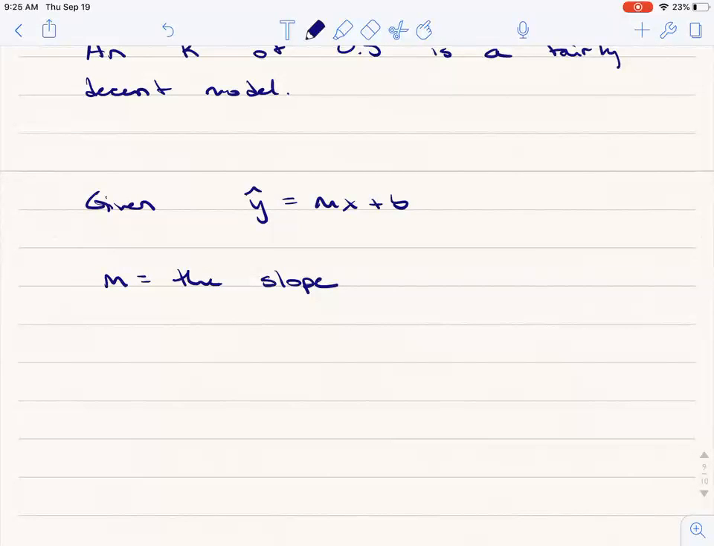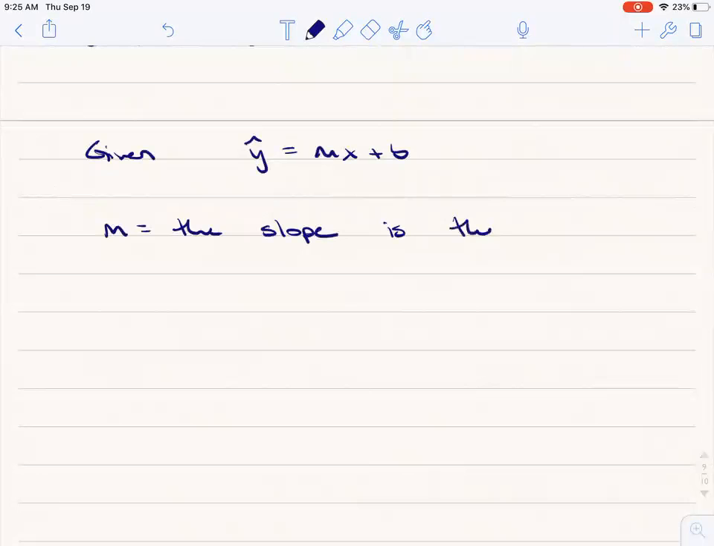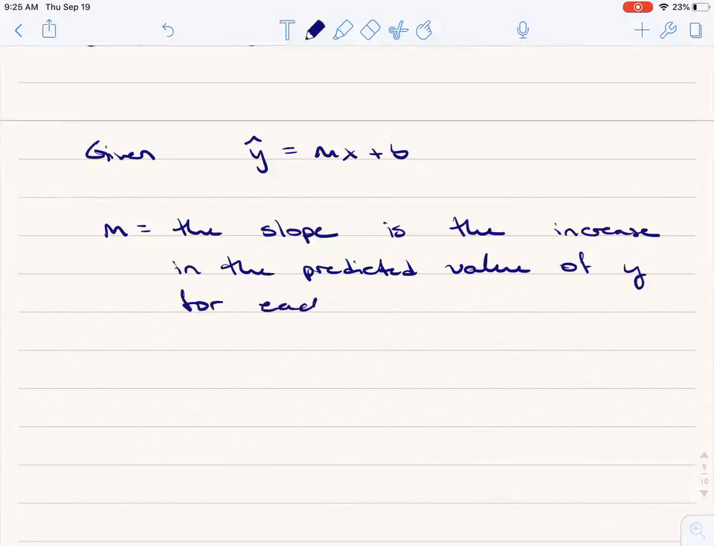But like I said, I'll just give you the slope. The slope is the increase in the predicted value of y for each unit increase in x.